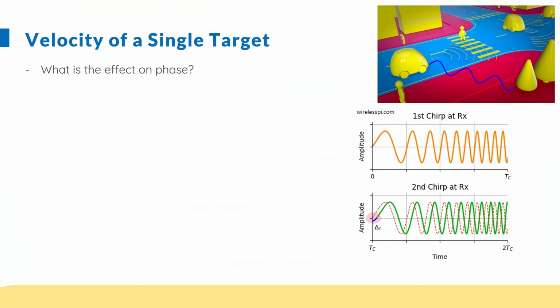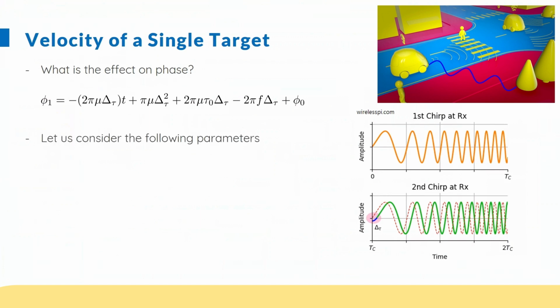To see the effect on phase, we first draw the waveform. So the first chirp at the receiver and the second chirp at the receiver have a very small phase difference that is governed by the change in delay delta tau. And when we put this tau naught plus delta tau expression in the original expression for phase, after some derivation, the phase at the second instant is given by the phase at the first instant plus negative 2 pi mu delta tau t plus pi mu delta tau square plus 2 pi mu tau naught delta tau minus 2 pi f delta tau. So 4 extra terms, 1, 2, 3, 4. Let us consider the effect of these 4 terms on the phase.